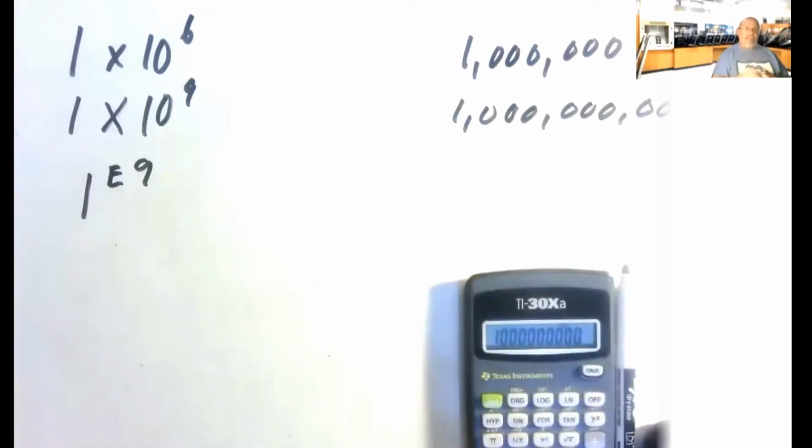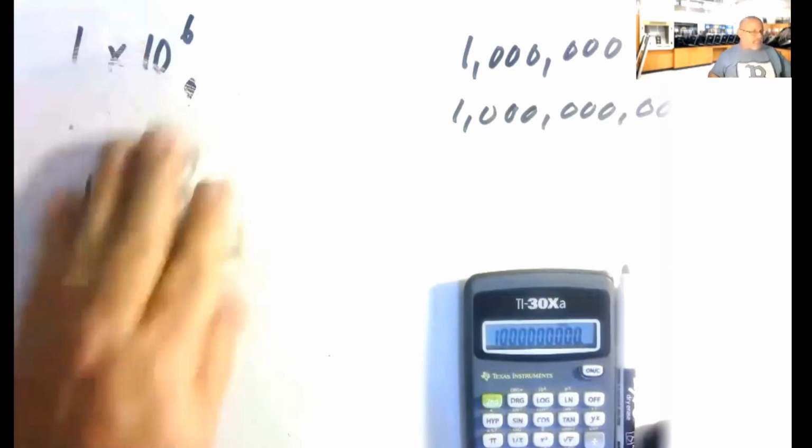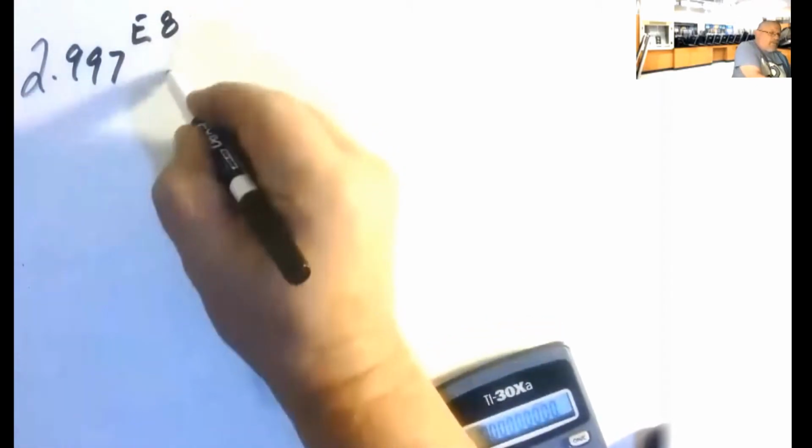So in our activity, the bright line spectrum, we have a number. And again, I'll write it the way I'd like you to write it. 2.997E8 meters per second.